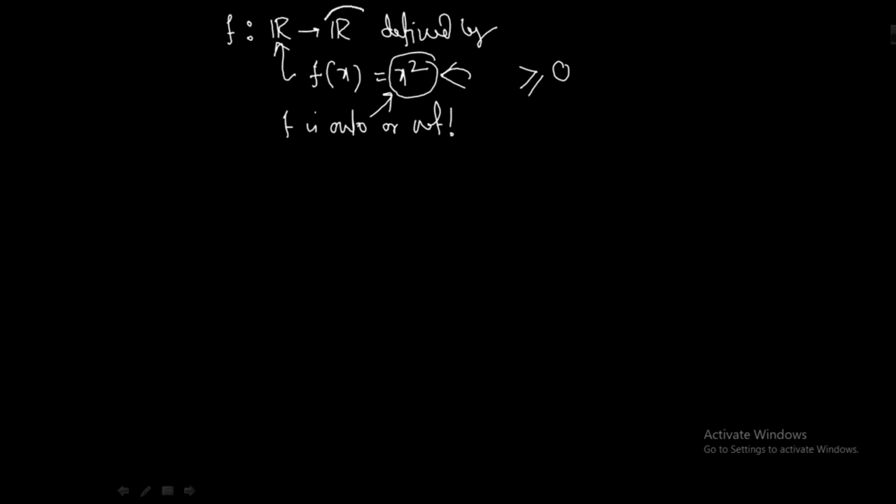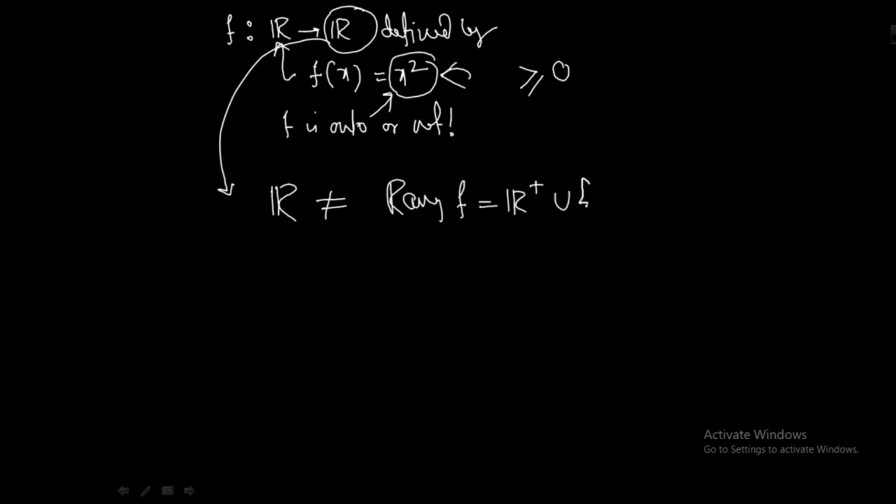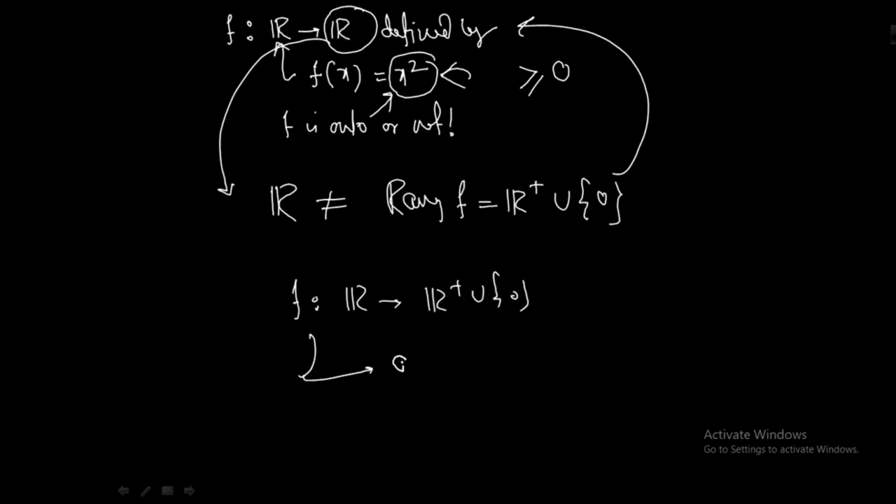But this codomain, the set of reals, contains negative reals as well. So the set R, that means the codomain, is not equal to the range of f. Range of f is nothing but R plus, the positive reals and 0. So if the function is defined like this, f from R to R plus union 0, then the function f becomes onto.